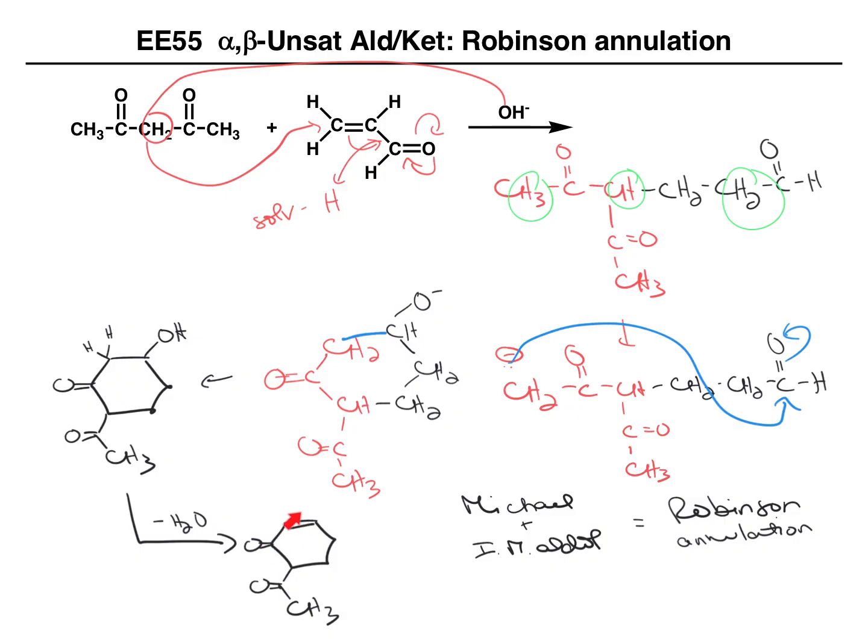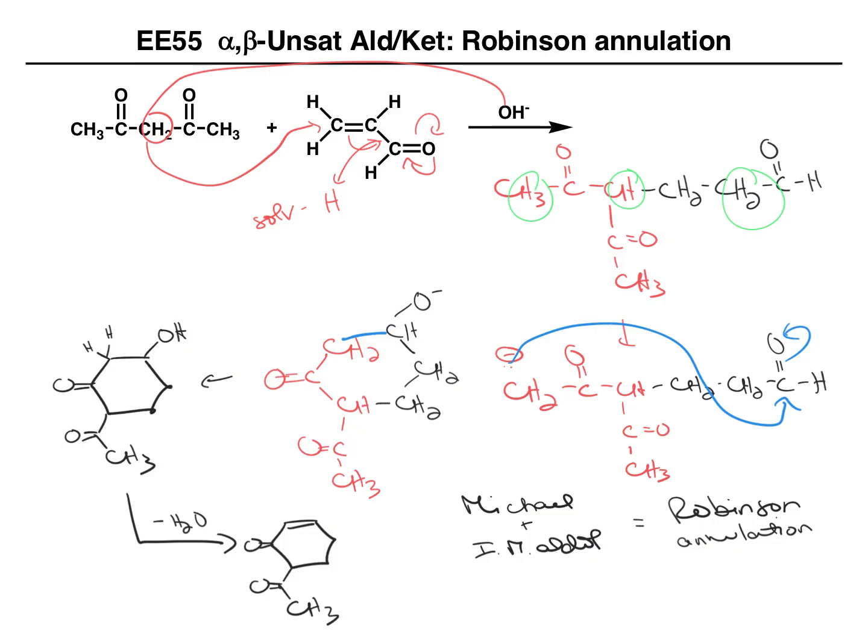We end up with an alpha beta unsaturated ketone. We also have another beta carbonyl. So we could do reactions specifically to the alkene. We could do reactions specifically at the alpha beta unsaturated carbonyl or at the isolated carbonyl, or we could generate an enolate here and do another reaction. So it's very powerful because not only did we form several new carbon-carbon bonds, we also formed a six-membered ring, and we also have additional functional groups that we can convert to other things.